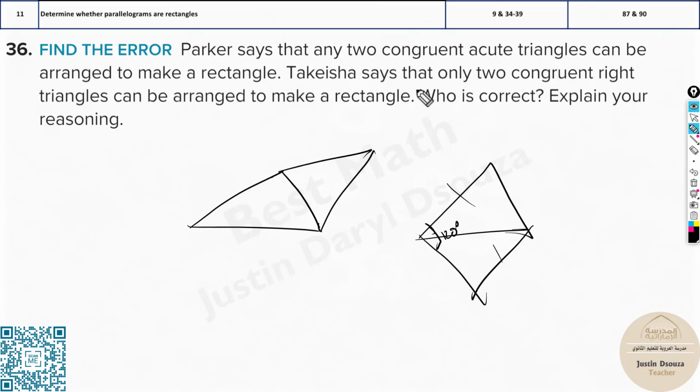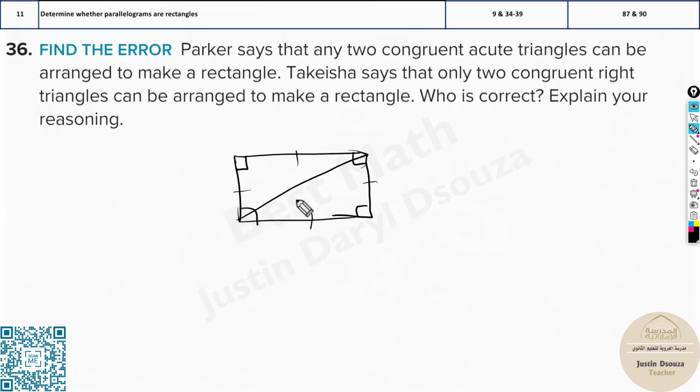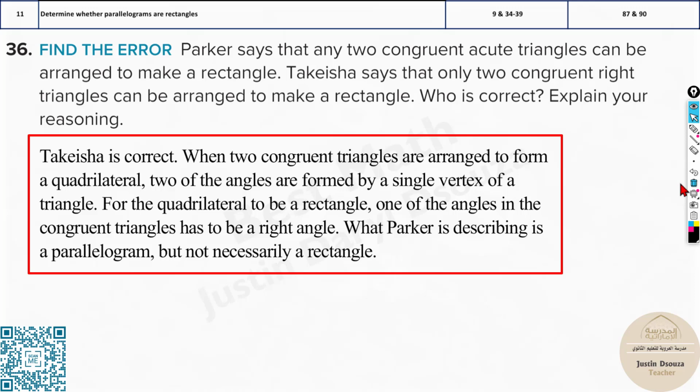Whereas Takisha says that only two congruent right triangles can be arranged to make a rectangle. Yes, that's true. If you have two congruent right triangles, the sides are all equal, and then you have 90 degrees here, right? So now another one over here, the congruent sides, these sides will be equal. 90 degrees to one 90 degree means all will be 90 degrees. Yes, that is a rectangle. So who's correct? Obviously it's Takisha, which I just told you. Only two congruent right triangles can be arranged to make a rectangle, whereas Parker can make a quadrilateral but not a rectangle.